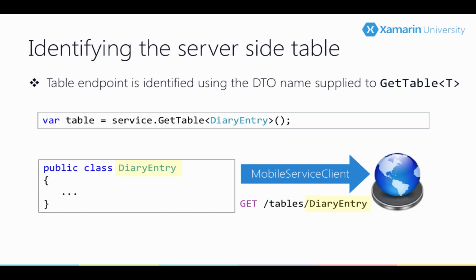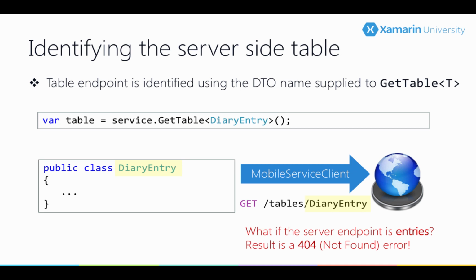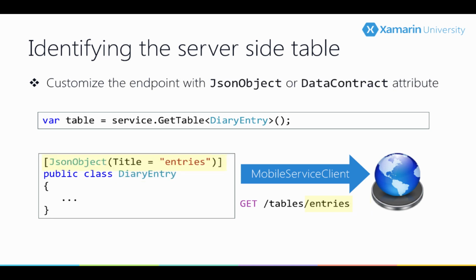However, we often want to name our DTO using .NET conventions, and our tables are often defined in SQL terms, which don't always line up. For example, what if we named our server-side table entries? If we issue this request, we'll get a 404 or not found error because there's no diary entry table exposed. We can break this relationship the same way we customize the property names, through an attribute. In this case, it's the JSON object or data contract attribute. So we specify the specific table endpoint name as part of the attribute, and it'll change the URL.